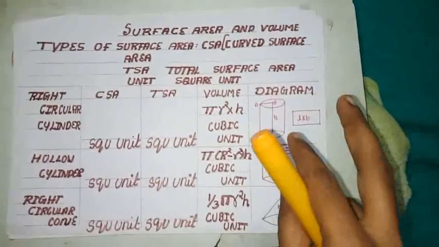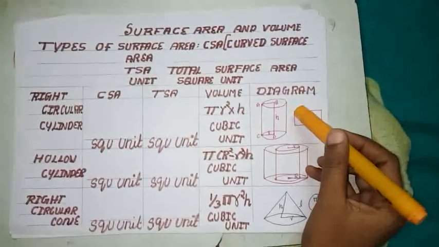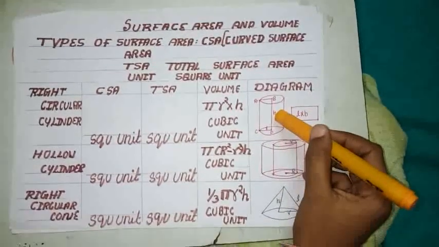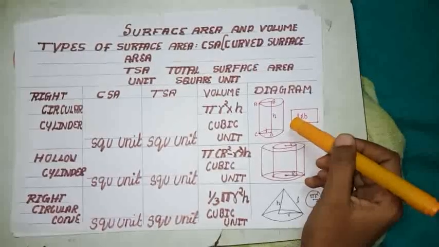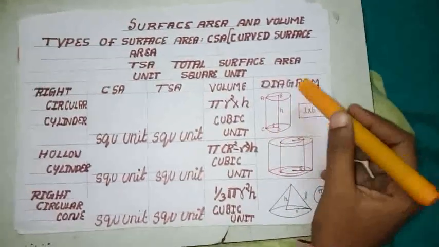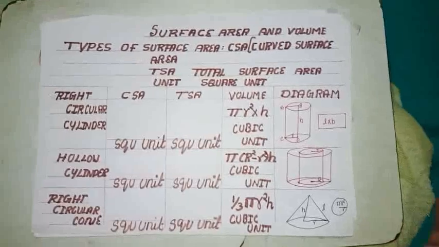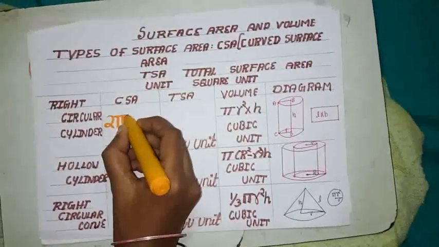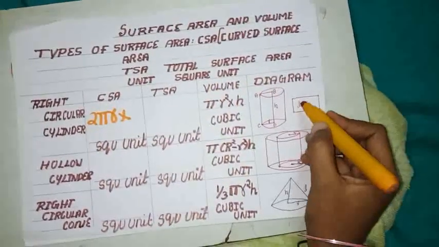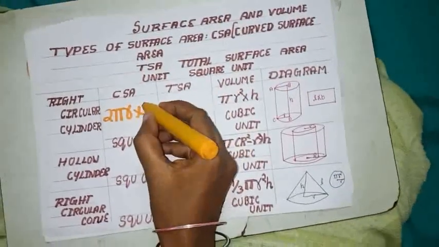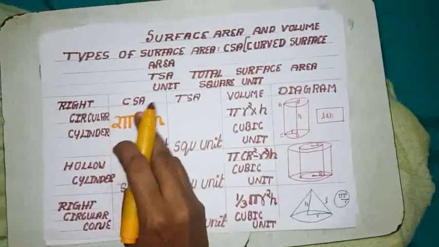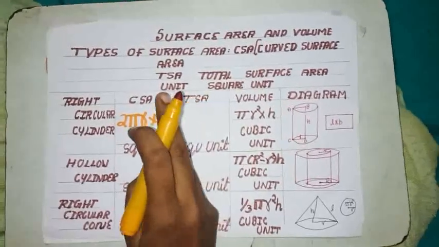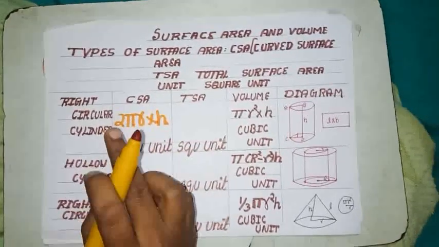If you are folding a rectangular sheet, the length will change as the base of the circle, the breadth will change as the height. So L into B means length, the base of the circle, is 2 pi r. Breadth will change as the height, so h. 2 pi r into h. This is the first formula, CSA of right circular cylinder.